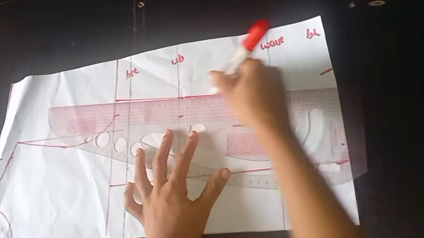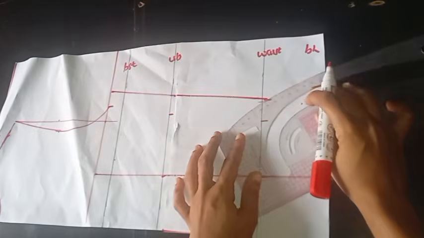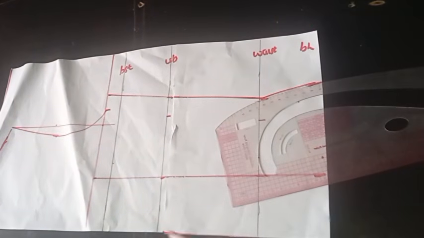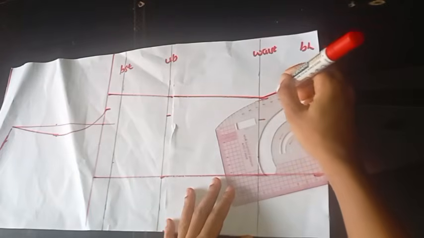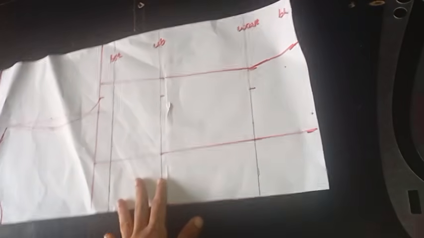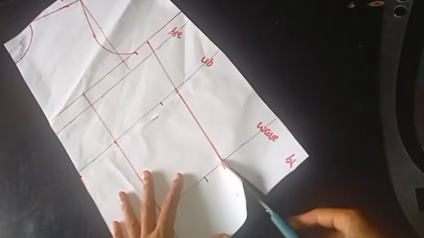Place your tape and you're going to connect this starting from the bust, under bust, waistline, and also the 3 inches after your waistline. If you feel the 3 inches is not much, you can use 4. Between 3 to 4 inches is okay after your waistline. So after you're done marking this, you want to cut this out.